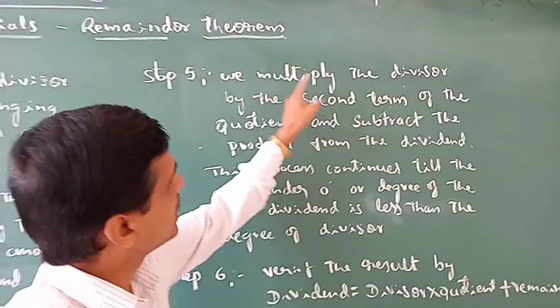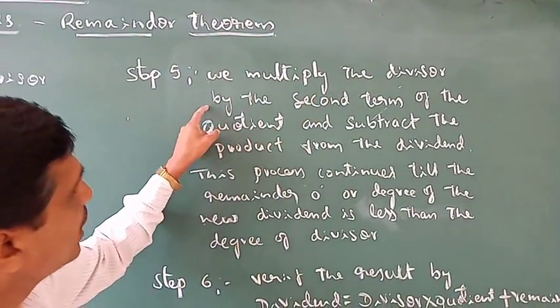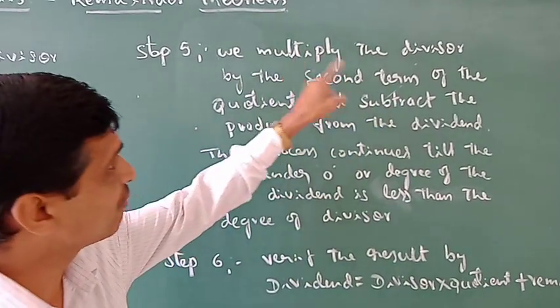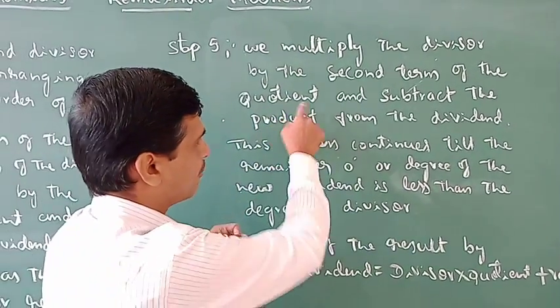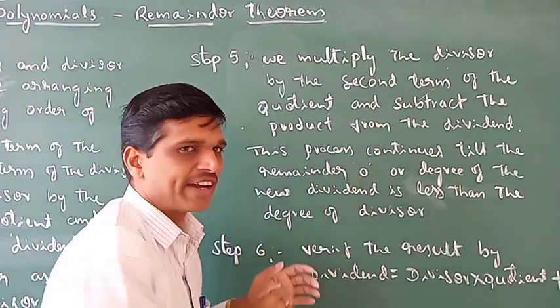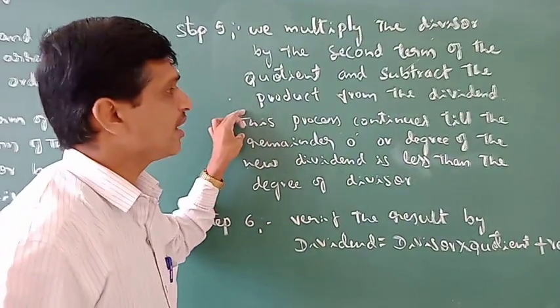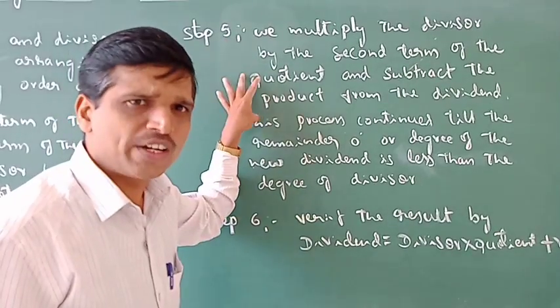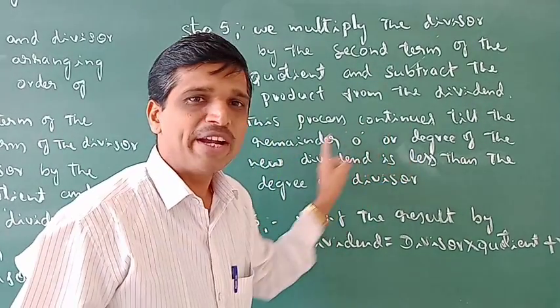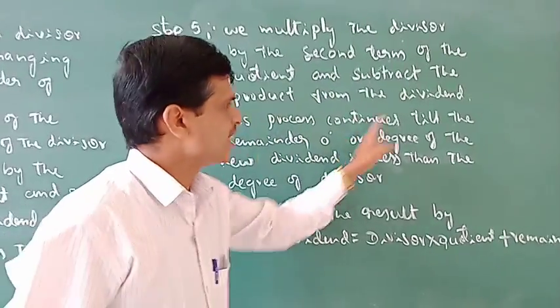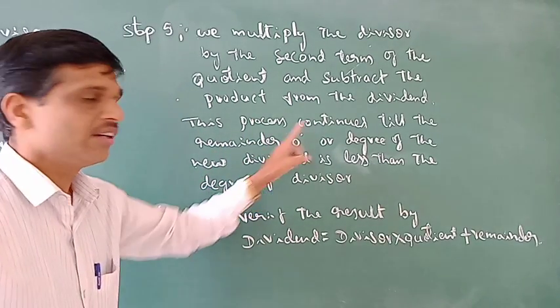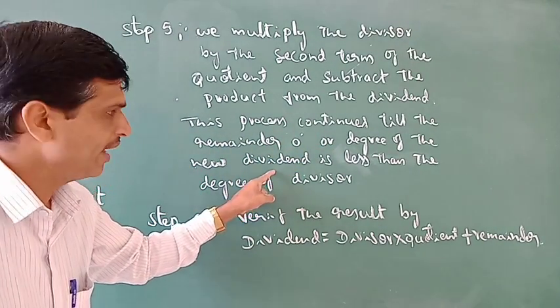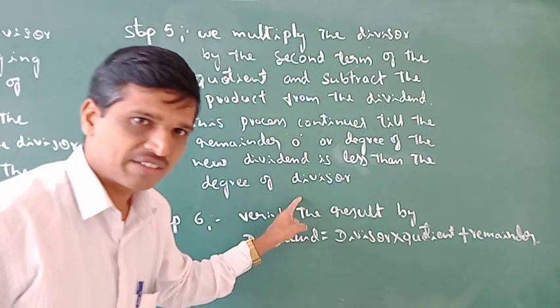Step number 5, after the 4th step: we multiply the divisor by the second term of the quotient, and subtract the product from the dividend. Same process. So this process will continue in the same way until the remainder becomes 0, or the degree of the new dividend, that is the remainder, is less than the degree of the divisor.